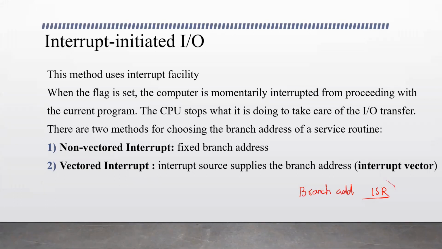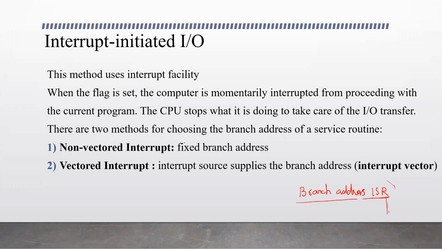Branch address is the starting address of the interrupt service routine in memory. The control has to be taken to this address so that the CPU can start executing these instructions in the interrupt service routine.